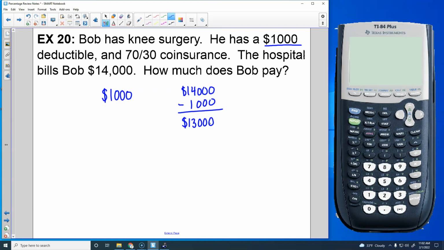What it means to have 70/30 insurance is that insurance pays for 70% of the price, and you have to pay for 30% of the price. At least at school, our options for our plans are 70/30, or you could have an 80/20. Usually that's the case with a lot of insurances, but there could be different ones like 90/10, or some that pay 100% after a certain point. So of this $13,000 that Bob still owes, he's going to have to pay 30%. This is Bob's part, right? So if we did $13,000 and multiplied it by 30%.